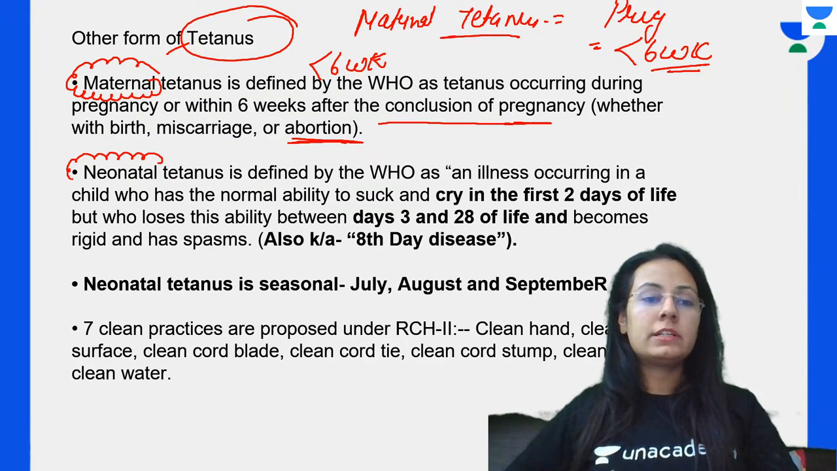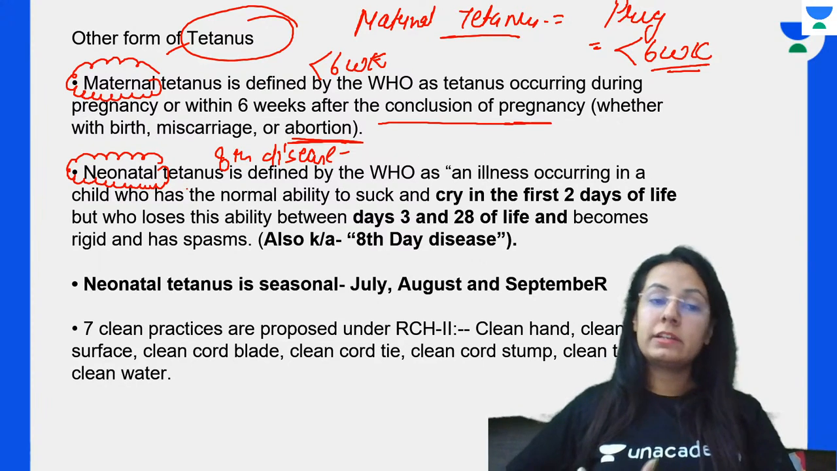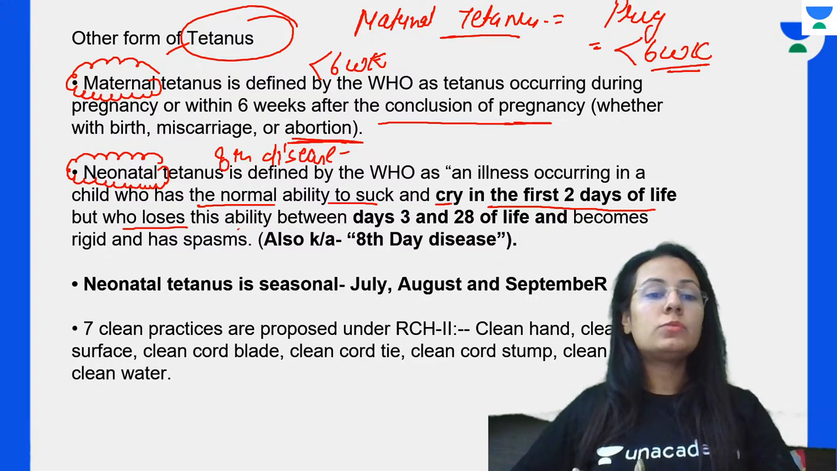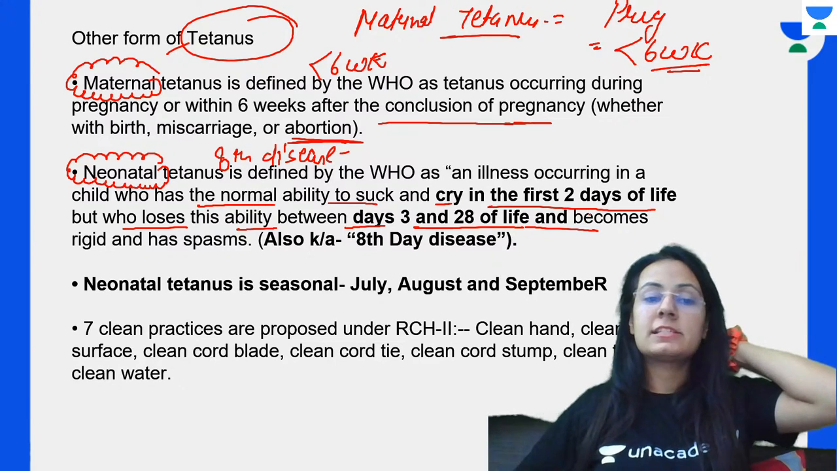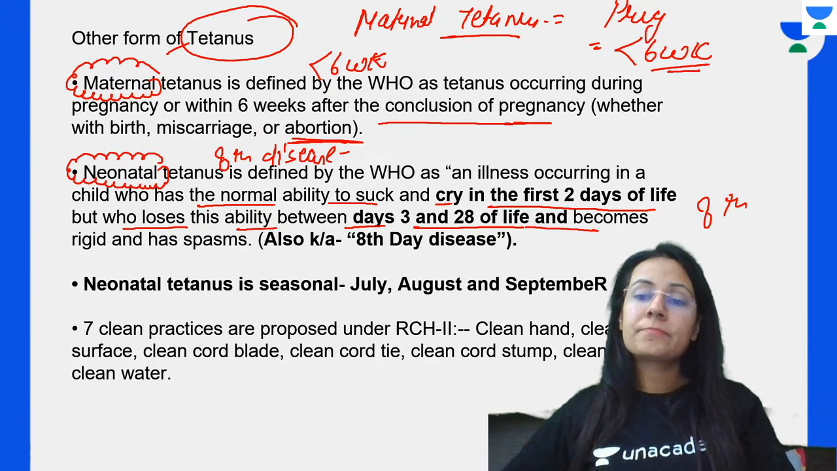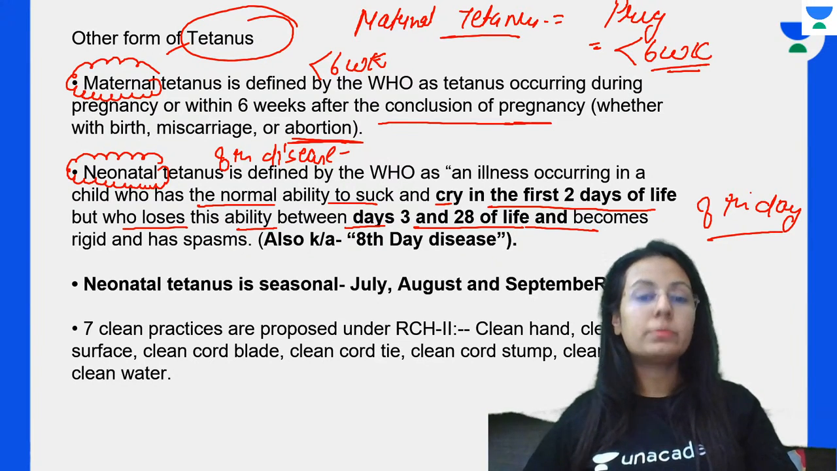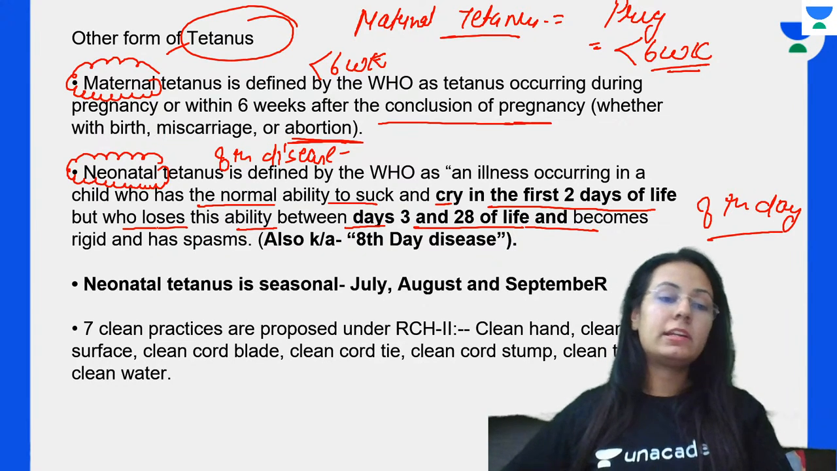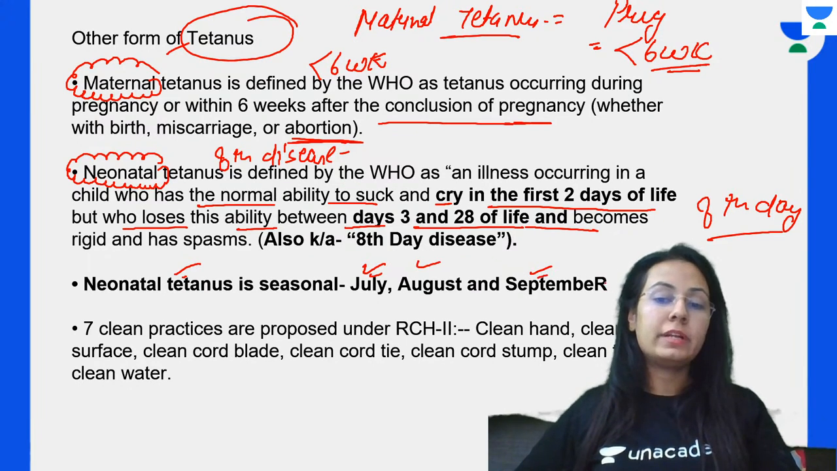Next is neonatal tetanus, also known as the 8th day disease, and it is the most severe one. That is an illness occurring in a child who has a normal ability to suck and cry in the first 2 days of life, but loses this ability between the 3rd and the 28th day of life and becomes rigid and has spasms. It is therefore known as the 8th day disease. Within 2 days after the birth the sucking reflex was normal, but after that, gradually they all become rigid. That is 8th day disease, and it is also seasonal, that is in July, August, and mainly in September.